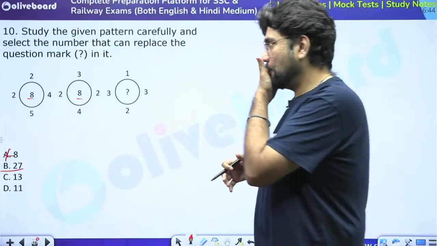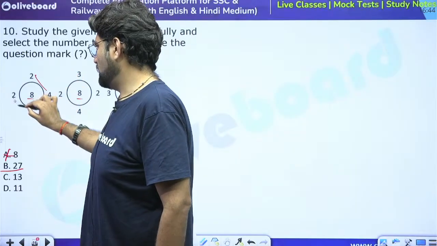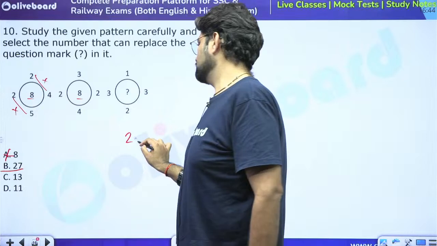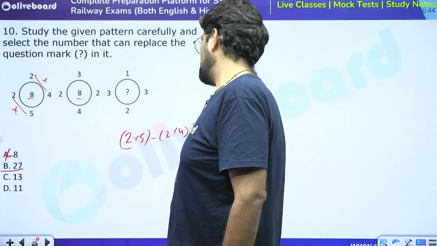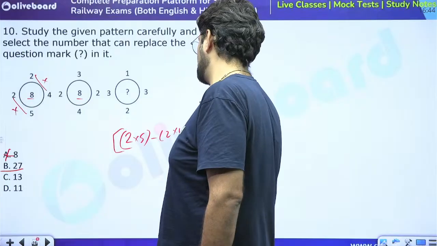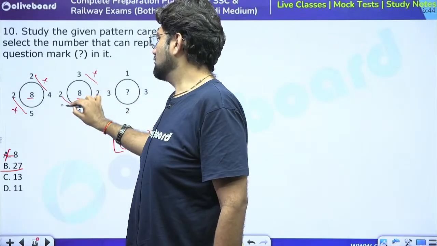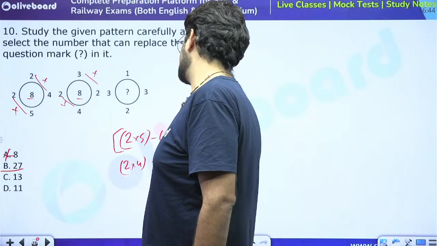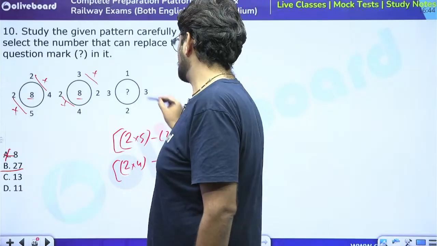Let's see. So you multiply 2 and 4 here. You multiply 2 and 5 here. Take their difference. And cube this difference. You will get 8. Let's confirm it. So 2 into 4 is 8. Minus 3 into 2 is 6. Again you cube this difference. You will get 8. Let's confirm it here.